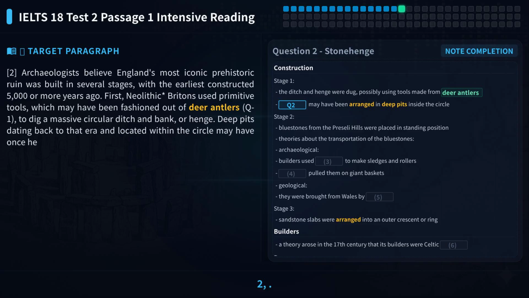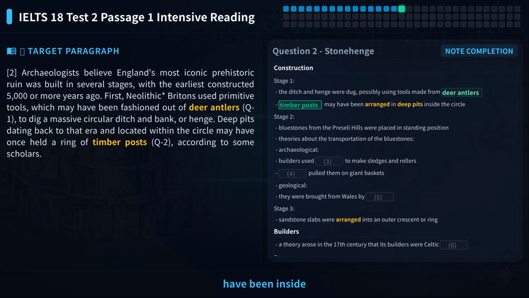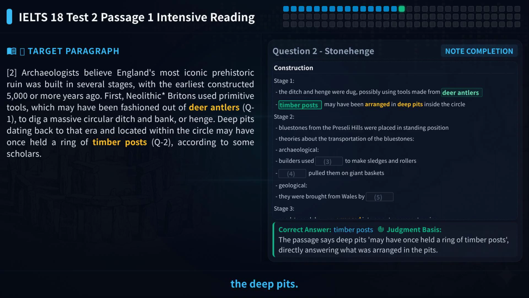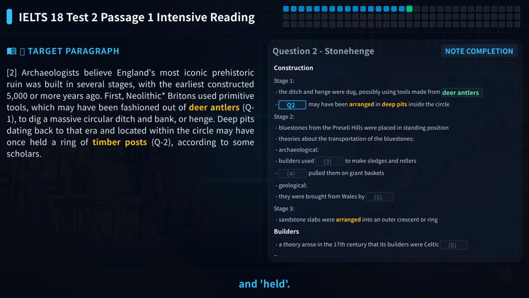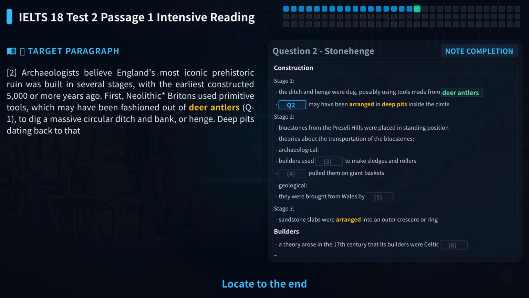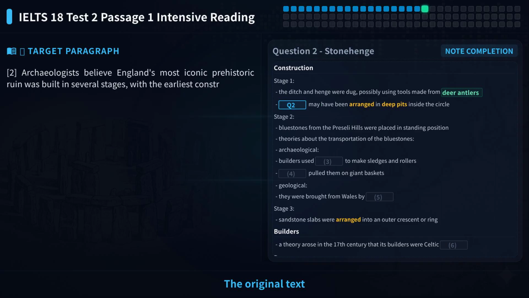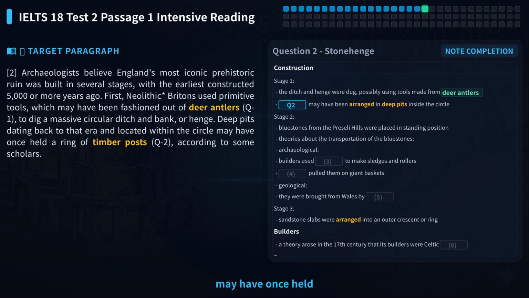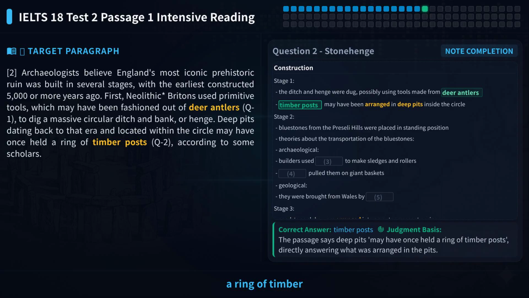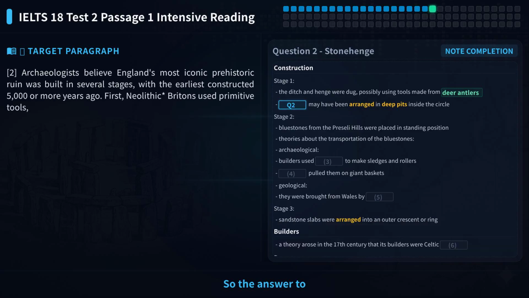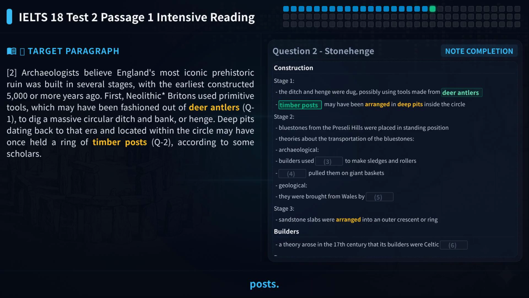Let's look at question 2. It asks what might have been inside the deep pits. The clue words are deep pits and held. Locate to the end of paragraph 2. The original text says deep pits may have once held a ring of timber posts. The answer word is directly given. So the answer to question 2 is timber posts.